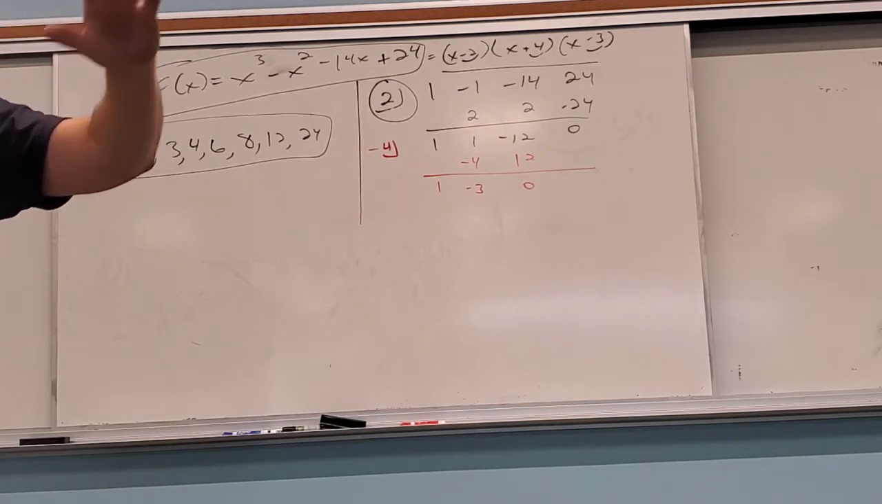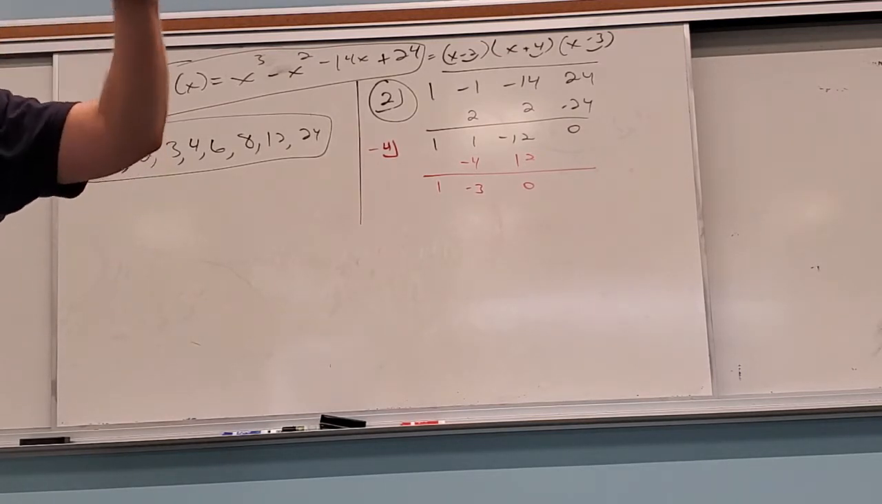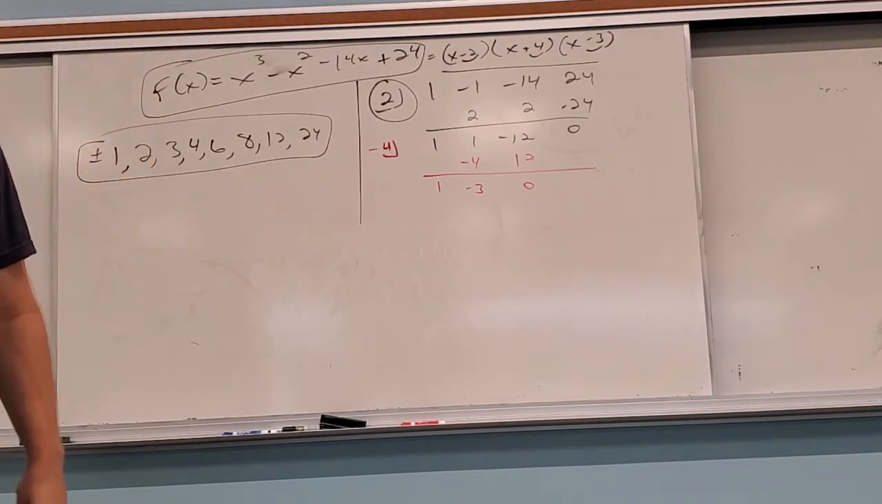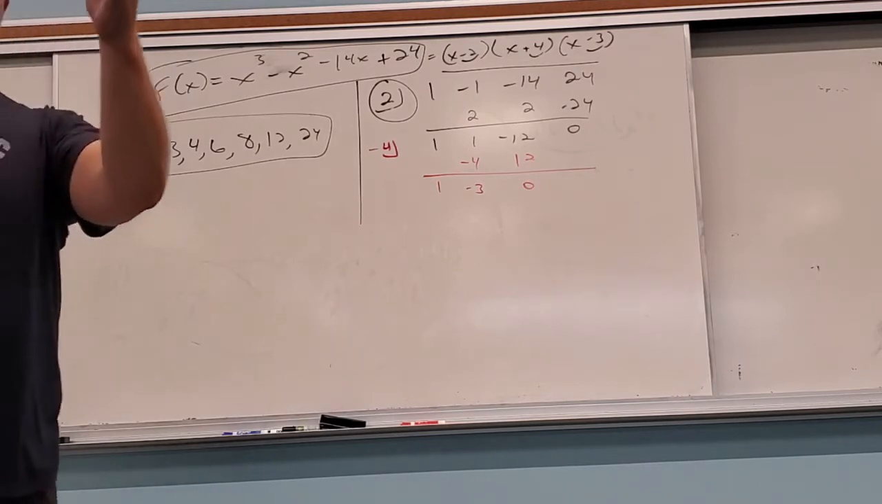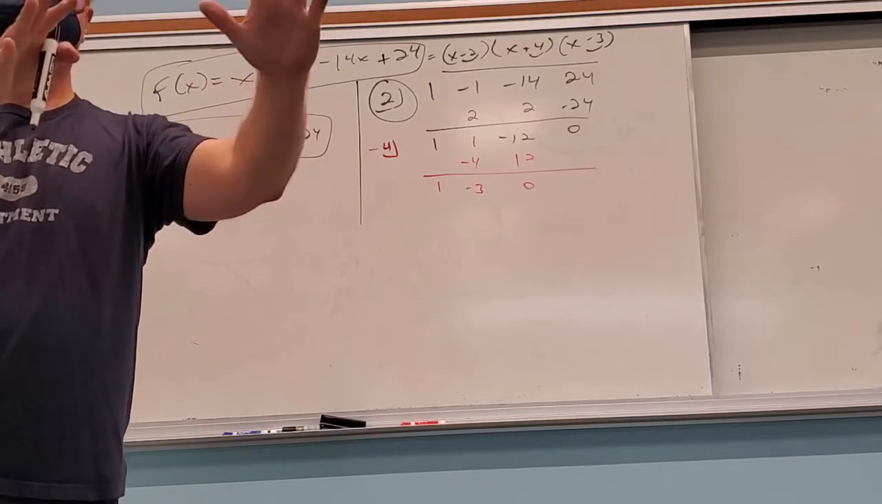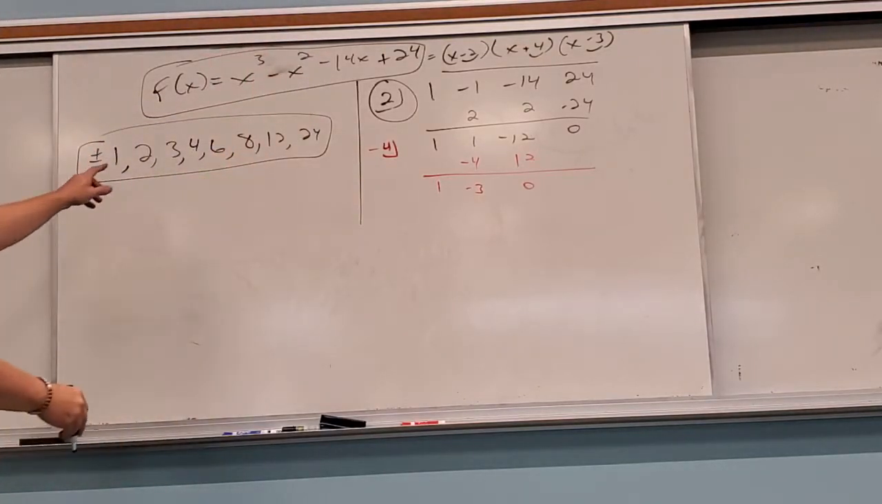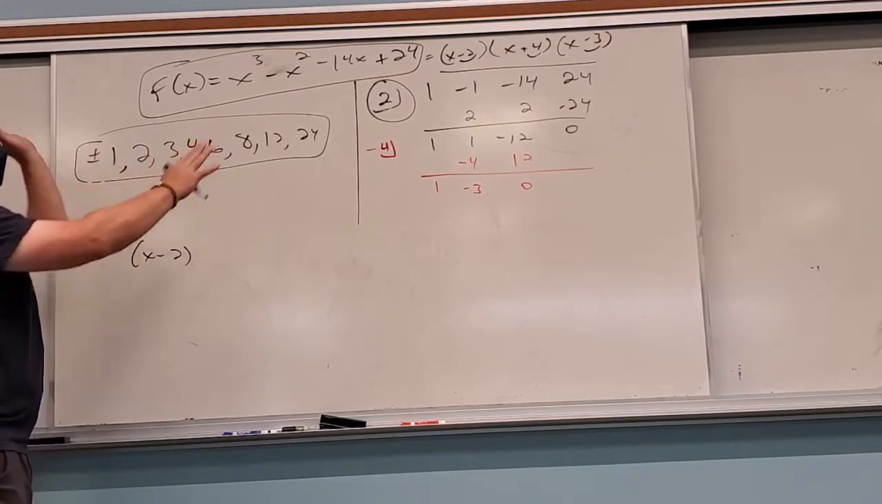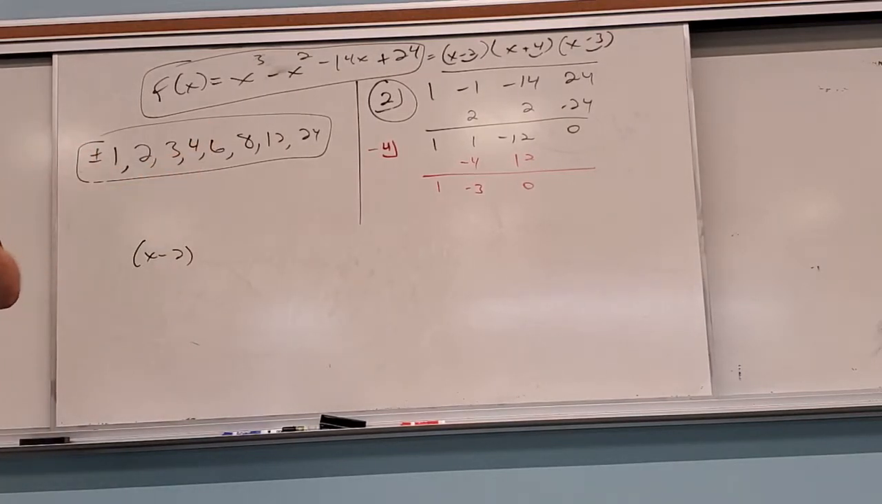But you guys start to get a feel for how this is going to work? I develop a list of all the things that might work. Then I try them until I get some that work. And then that way I start to whittle this thing down. I start to break it up into its parts. If 2 works, that means that x minus 2 is a part of it. And then I try another one. Maybe.